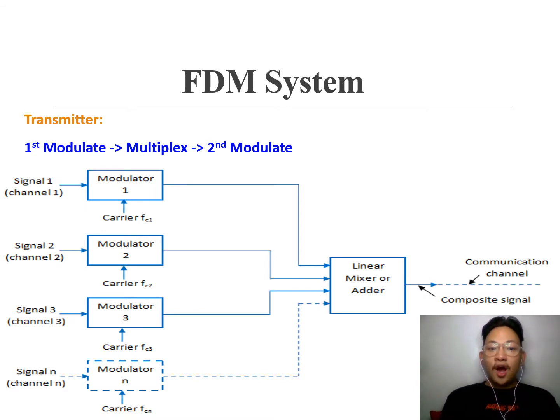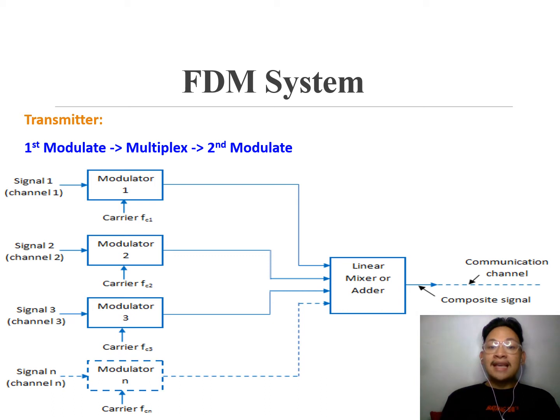Moving on, the operation of frequency division multiplexing is based on sharing the available bandwidth of a common communication channel among the signals to be transmitted. This leads us to the FDM systems. The first in the FDM system is the FDM transmitter. The block diagram of the FDM transmitter is seen below. It goes from the first modulator to the multiplexer and to the second modulator.